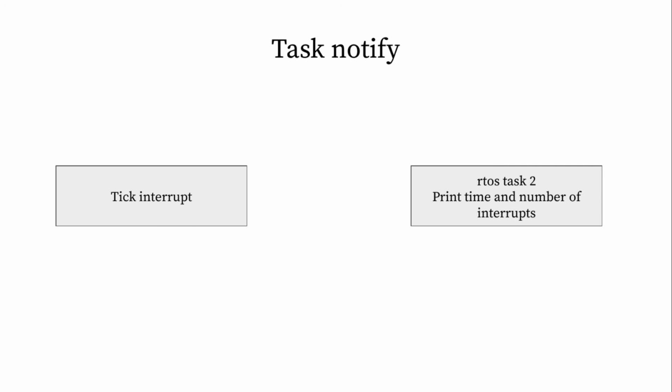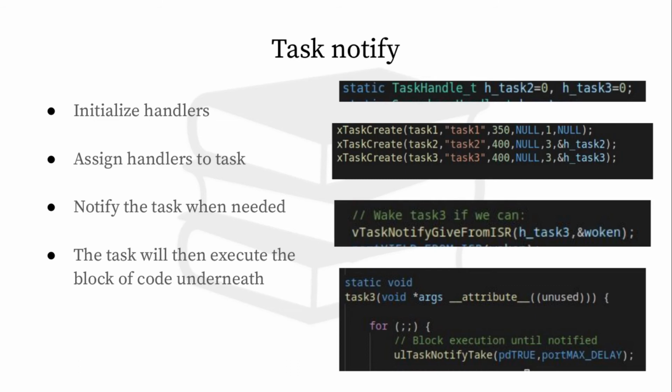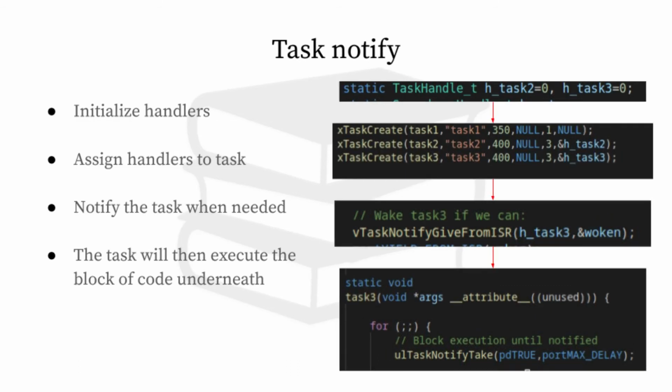So what are task notifications? They are a simple task waking and sleeping mechanism, where a task can be programmed to wait for a notification from another task or an interrupt routine before executing its blocks of code. Here is briefly how to use them. Initialize the task handler variables, then assign them to the necessary tasks, and finally notify the task when needed. And then the task will execute the block of code when it is being notified.